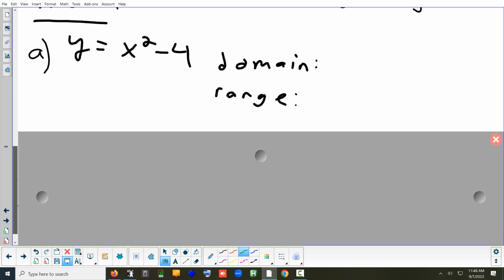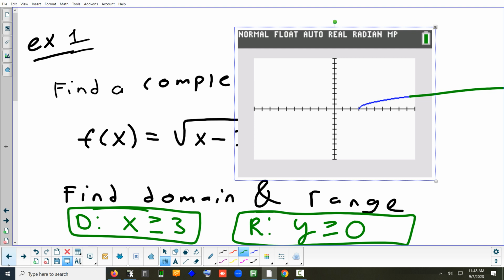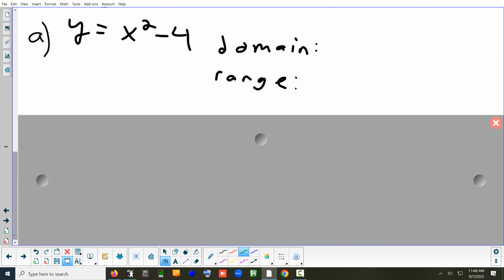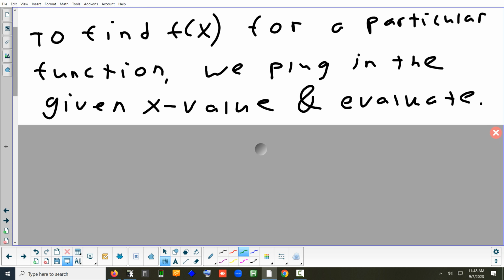And we did parabolas yesterday. I'm not worried about that one. Okay, let's look at this.